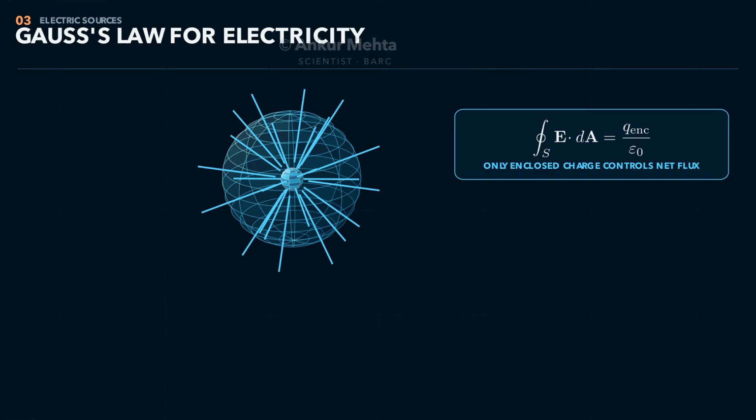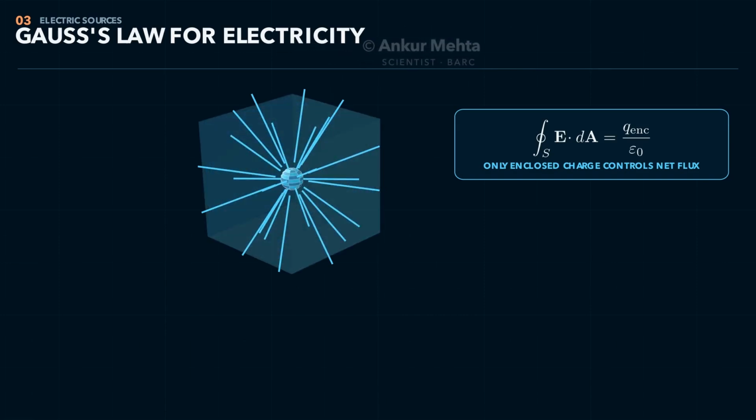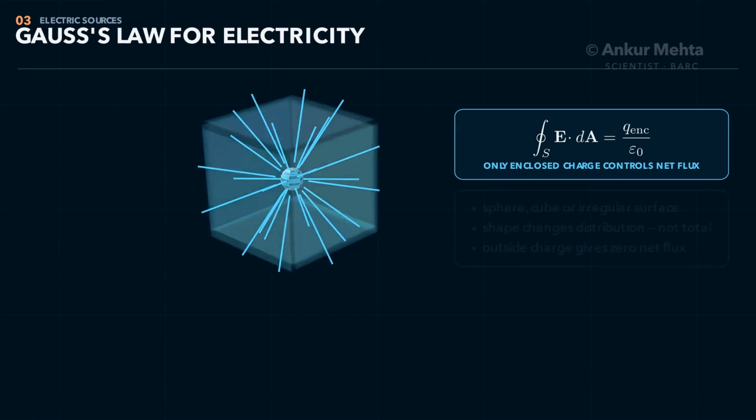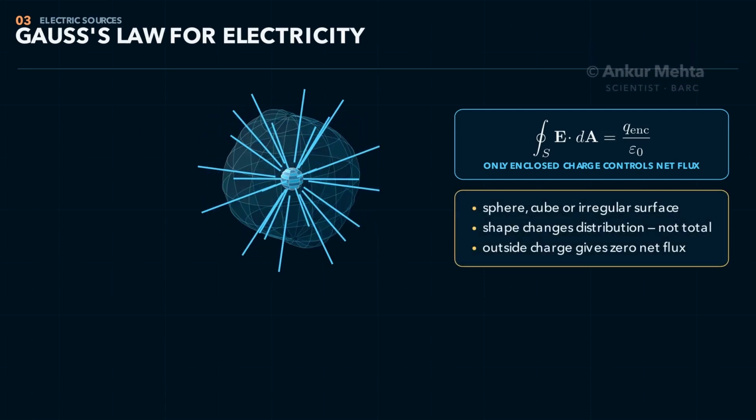The surface may be a sphere, a cube, or an irregular bubble. If it encloses the same charge, the total remains the same. Changing the shape only redistributes where the field crosses. A charge outside the surface contributes no net flux because its field enters in one region and leaves in another.